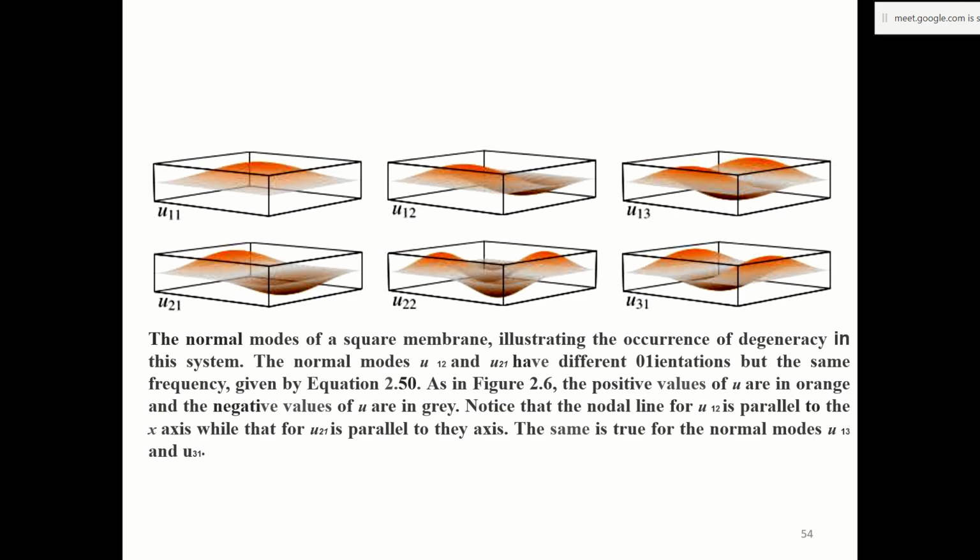So these are the different wave functions: 2 1, 1 1, 1 2, 1 3, 2 1, 2 2, 3 1. All these combinations are given here. So these are the degenerate sets that you have in the case of a square.